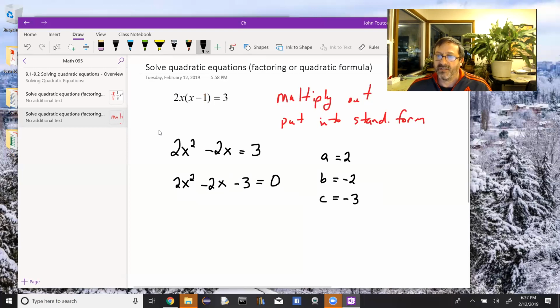This equation must be equal to 0 for sure to be utilizing the quadratic formula. And then it's much easier to use the quadratic formula if the values for a, b, and c are all integers.